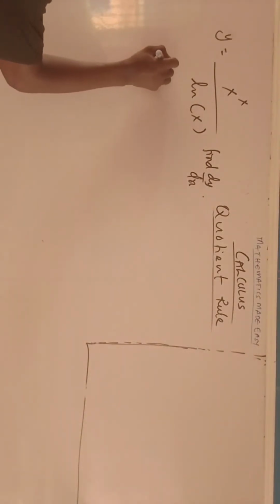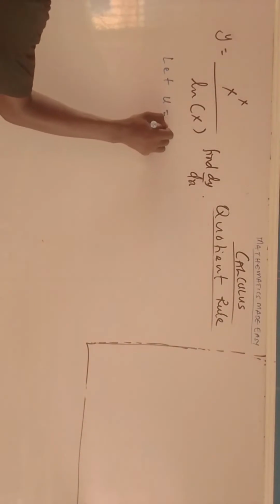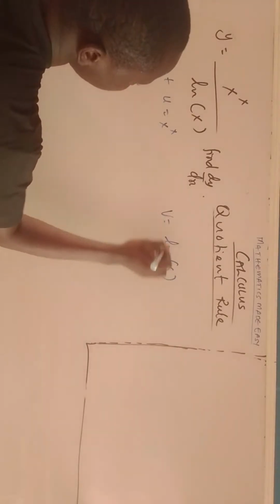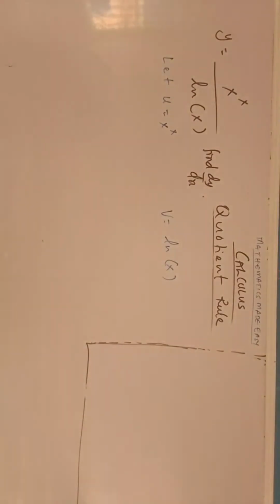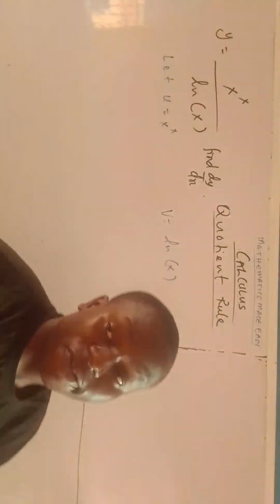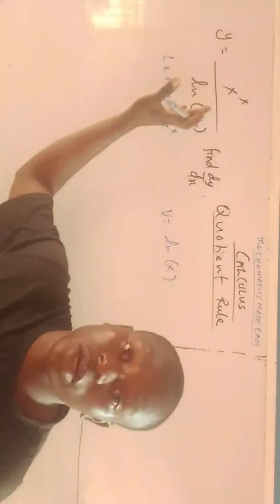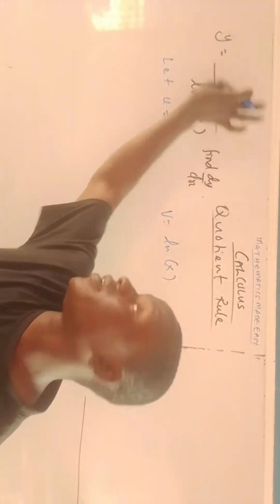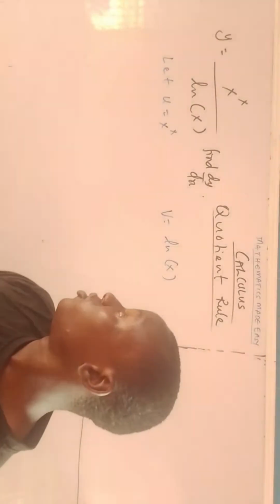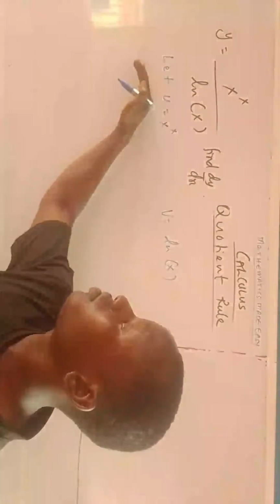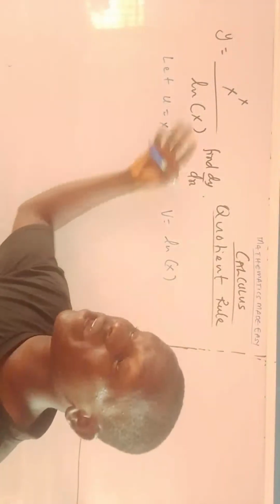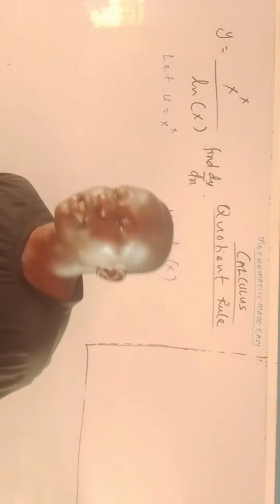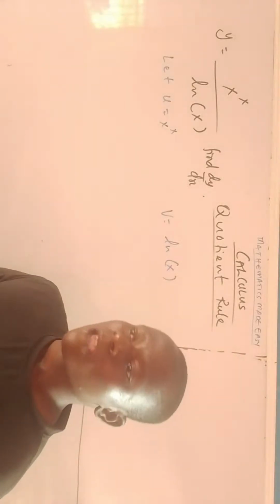So we say, let u be equal to x raised to the power of x, and let v be equal to natural log of x. Are we together? Now, this is a function in the form of a fraction, so definitely we are going to make use of the quotient rule. And for us to make use of our quotient rule, we must know the derivative of x raised to the power of x. It looks tricky. If you check my previous video, I already solved this. I already found the derivative of x raised to the power of x in my previous video. But I'm still going to do it now, so that you guys can follow and understand it very well. All right, now let's do that together.